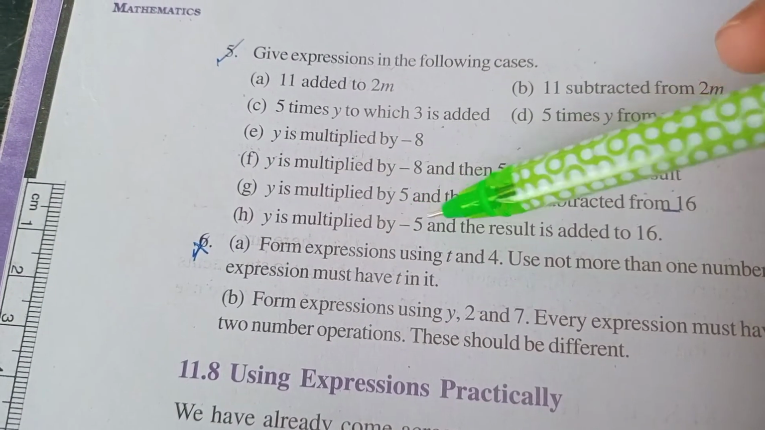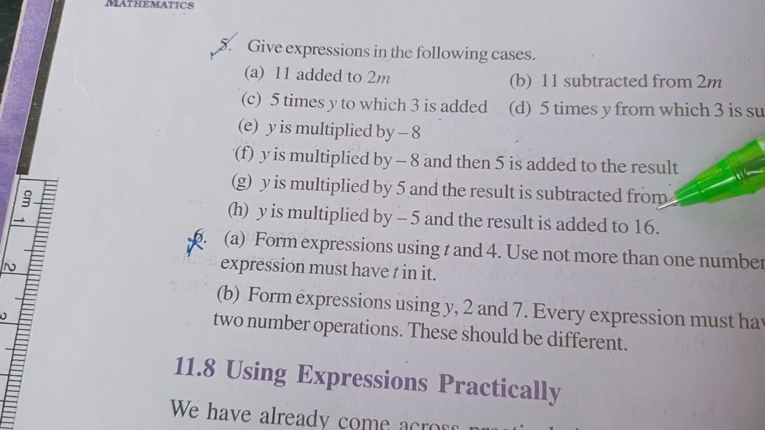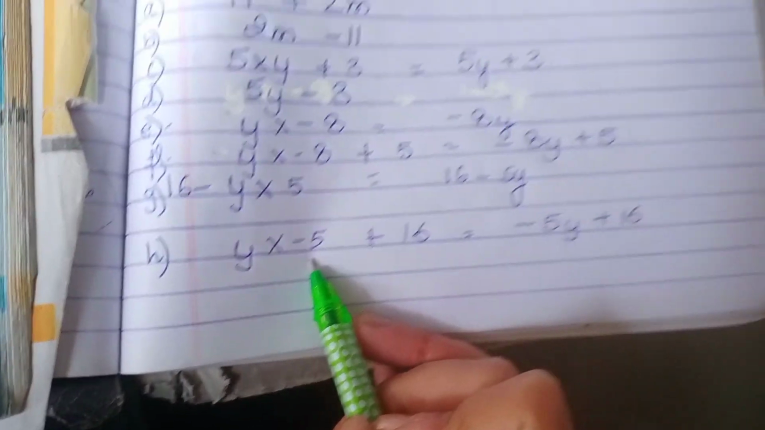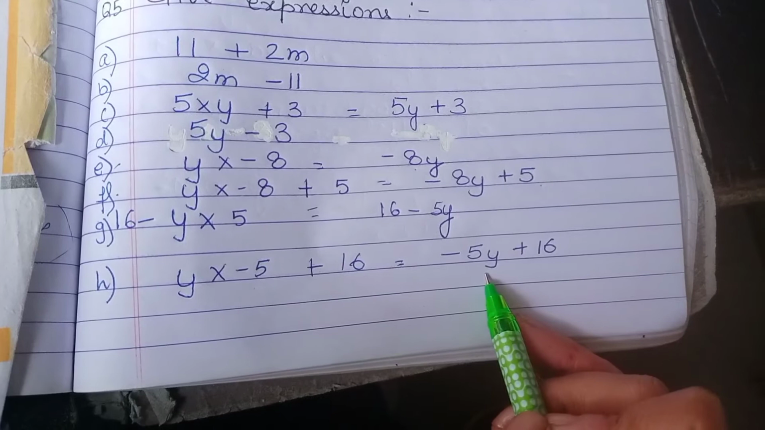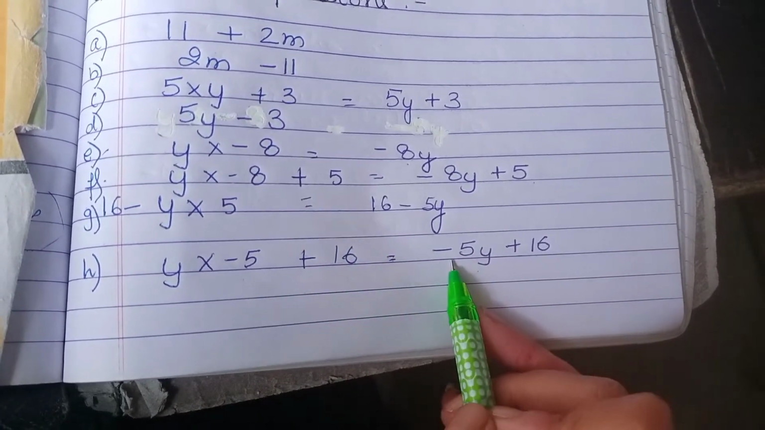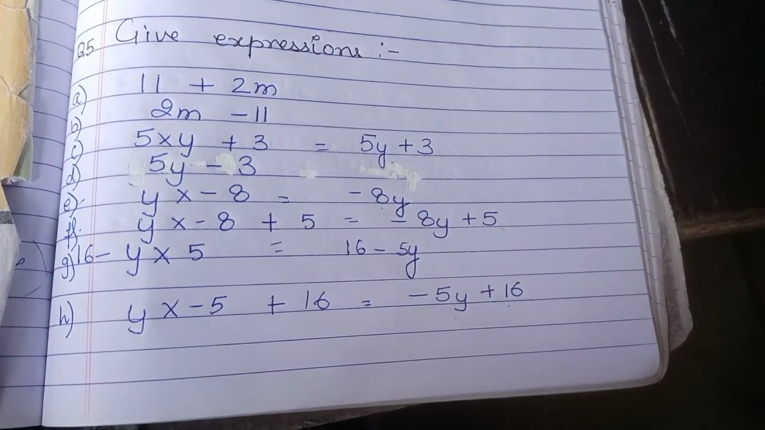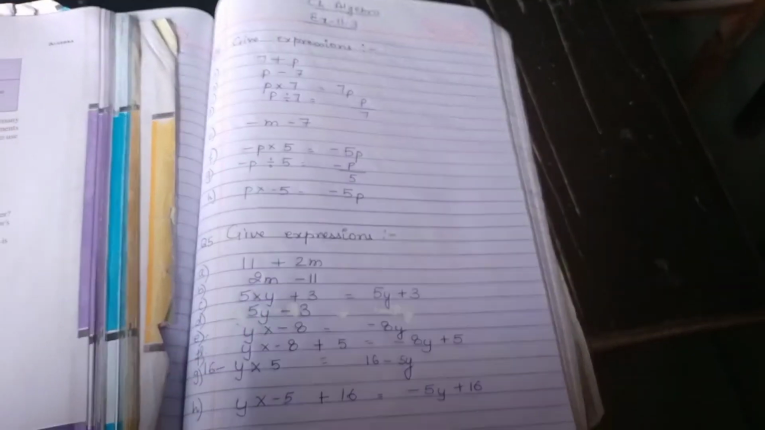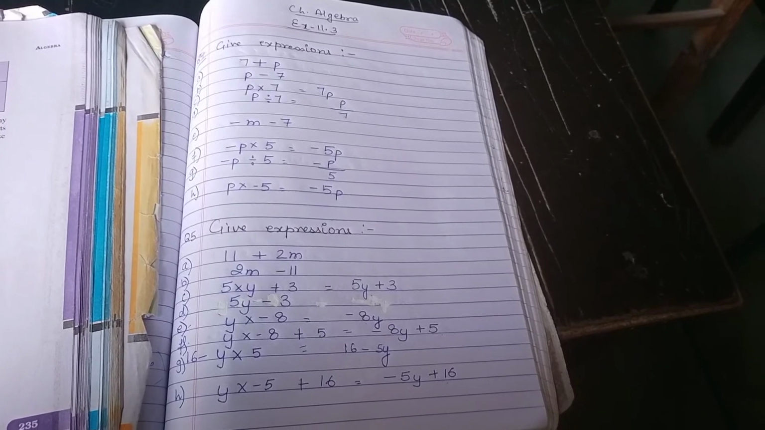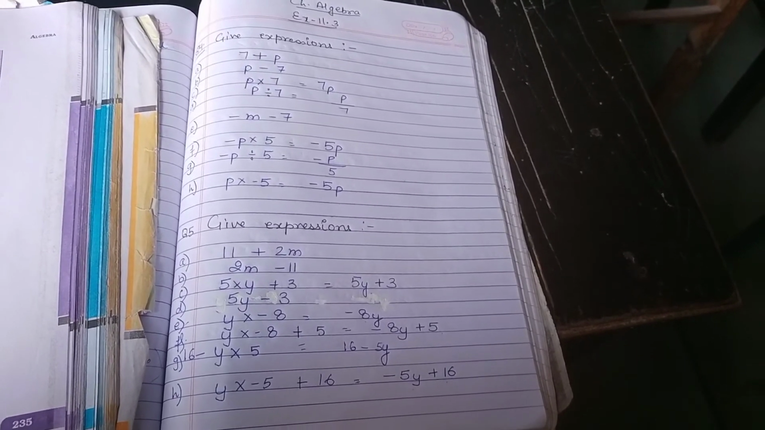Now in H part, y multiplied by minus 5 and whatever the result you get, you have to add 16 to it. So in a simple way, y multiplied by minus 5 plus 16: first multiply this, you will get minus 5y, and you have to add 16. So this was your question number 5, exercise 11.3. In a similar way you will do these two questions in your register.